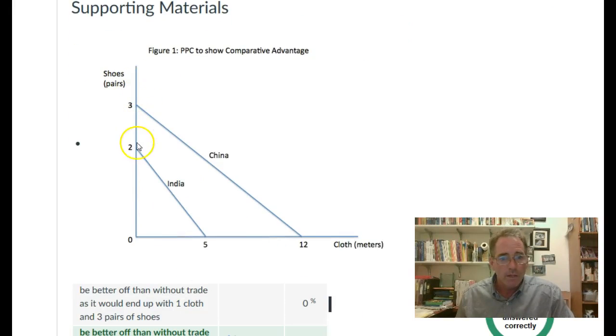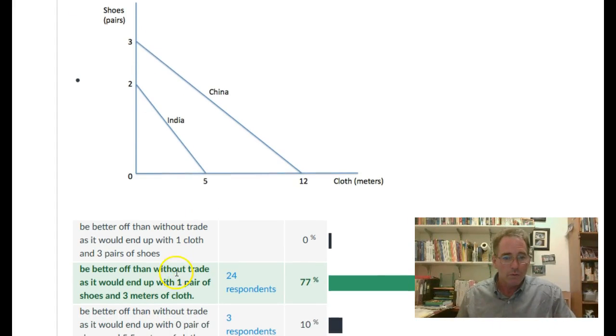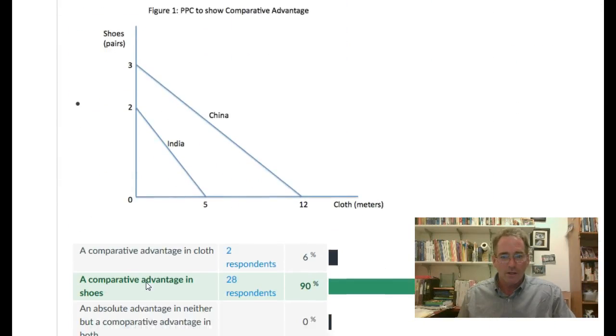If India specializes in shoes, they're going to be here: they produce 2 shoes, no clothing. They trade away 1 shoe and get 3 cloth, so they end up around point A, outside of their initial production possibilities frontier. They gain from trade, and of course, so does China. They end up with 1 shoe and 3 clothing. They trade away 1, so they have 1 left, and they get 3 cloth, so that's the right answer. Again, that was the lowest one.